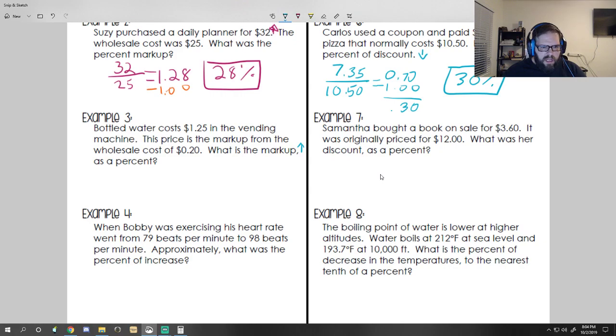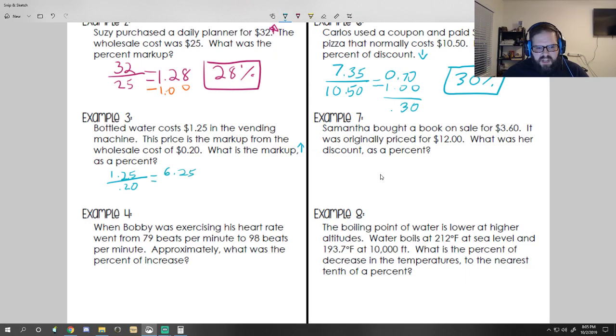So we know the cost after the markup is $1.25. We're going to go $1.25, which is the amount of change, over the original amount, which is 20 cents. So $1.25 over 20 cents. From our handy dandy calculator, that's going to be 6.25.